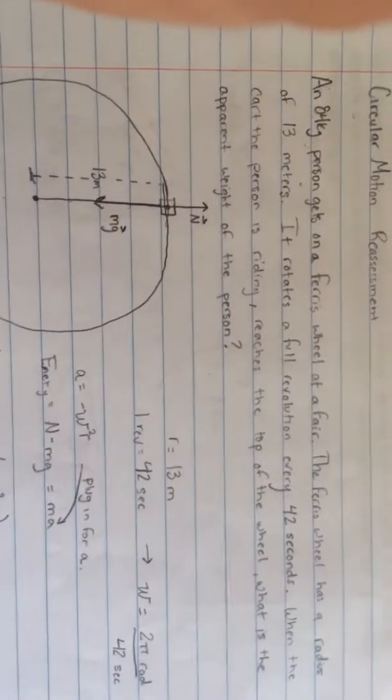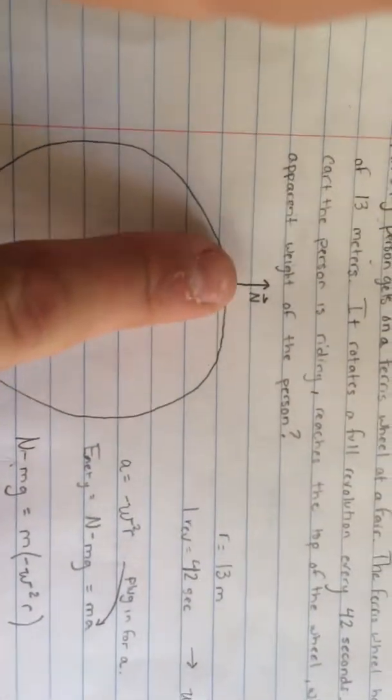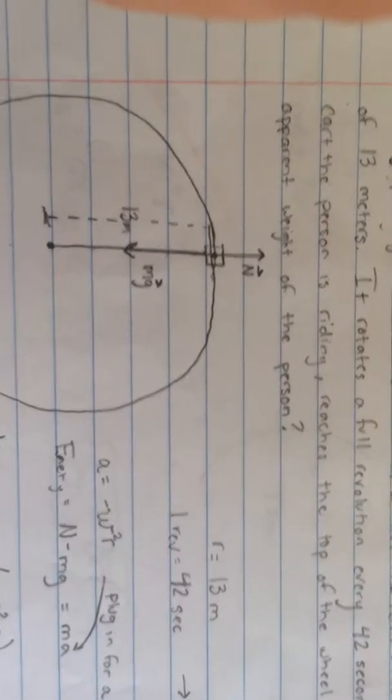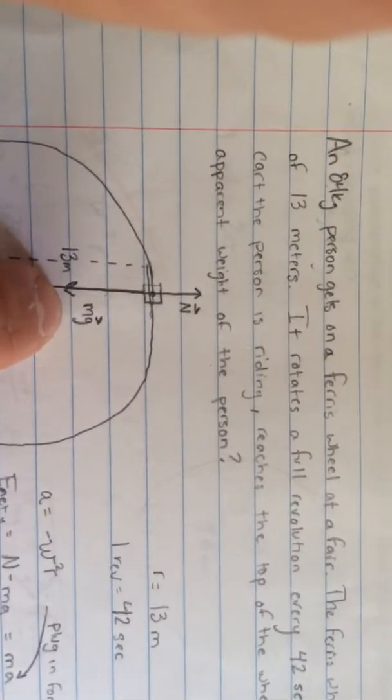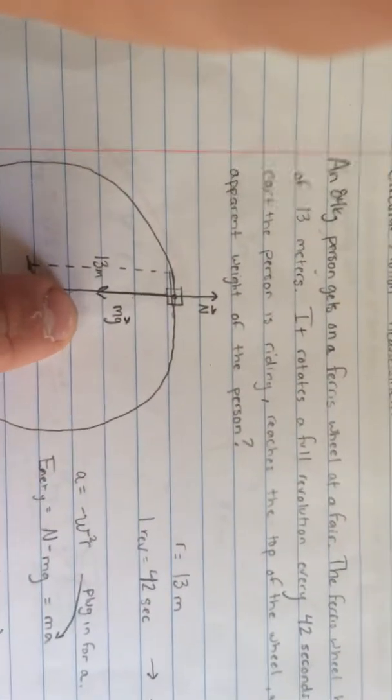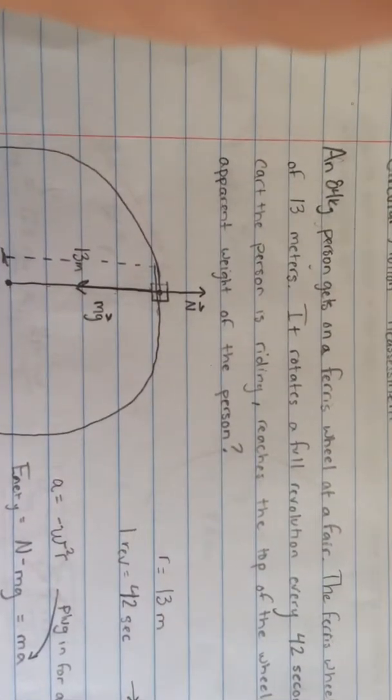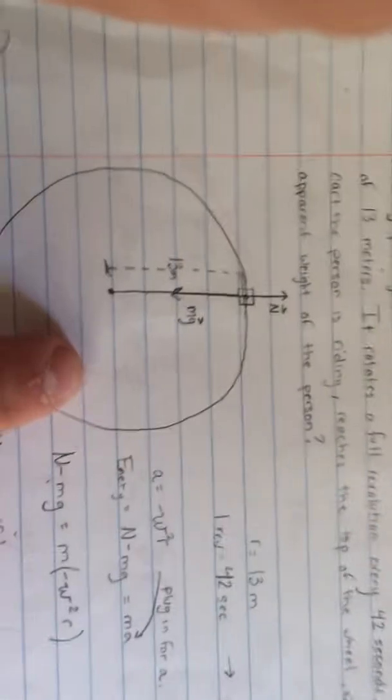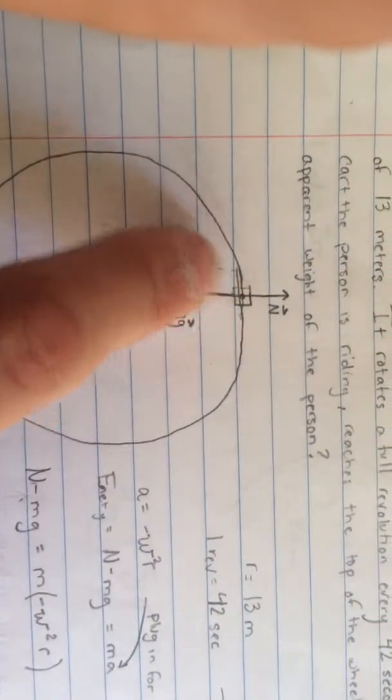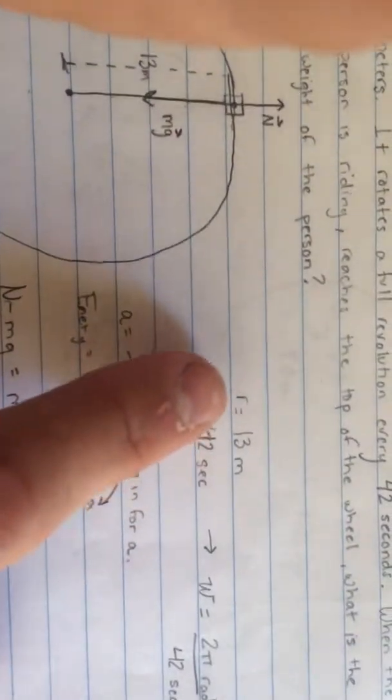So this is the free body diagram here. This is where the person is in the cart. The normal force is going to be up, and the mg, the mass times gravity, is going to be down in the y direction. The radius from the middle of the Ferris wheel to where they are is 13 meters.